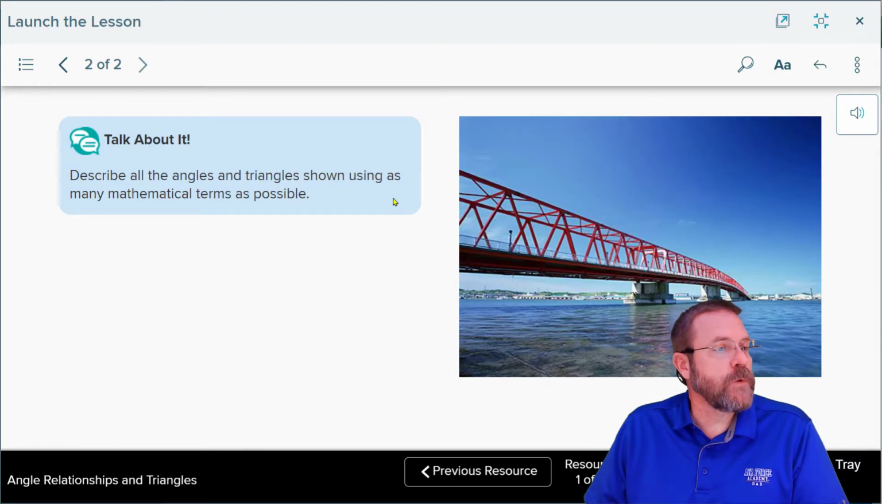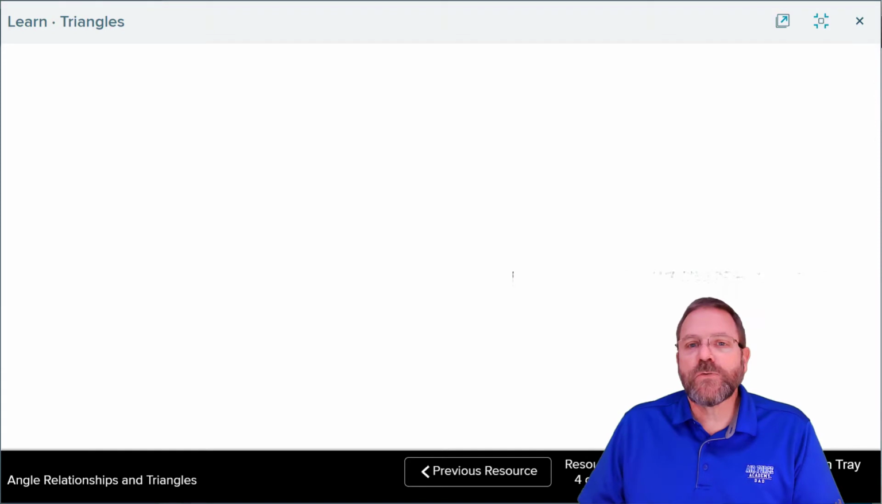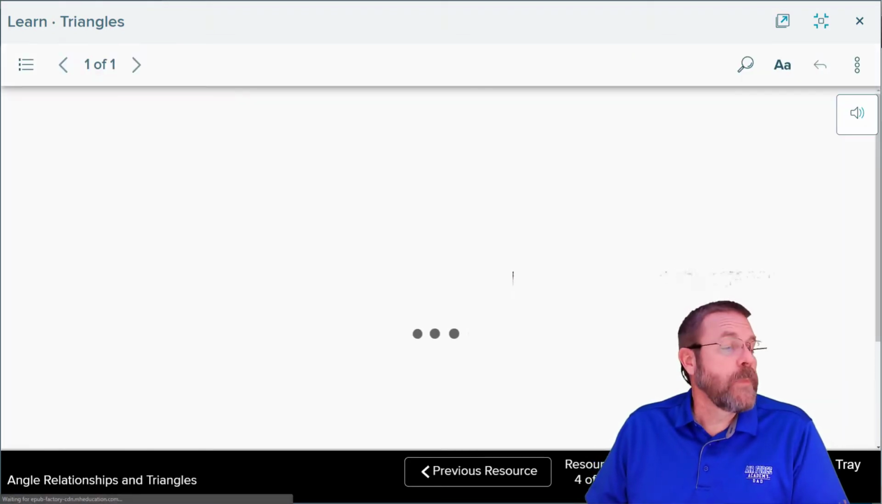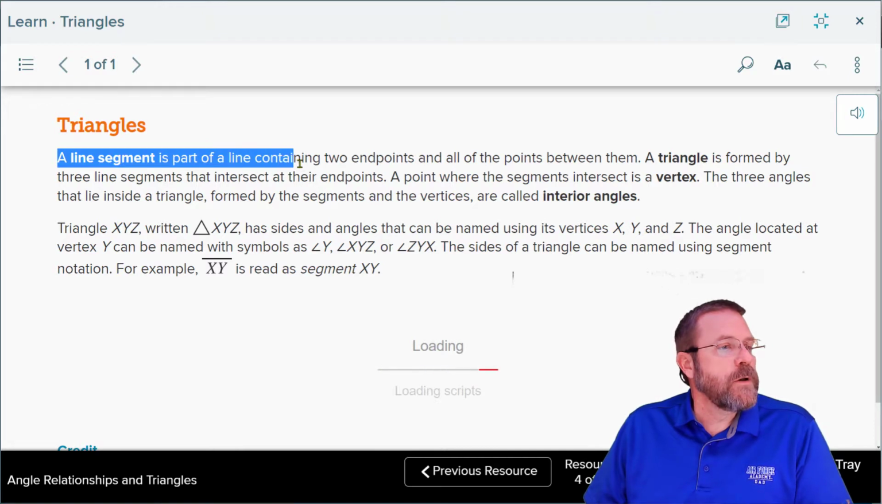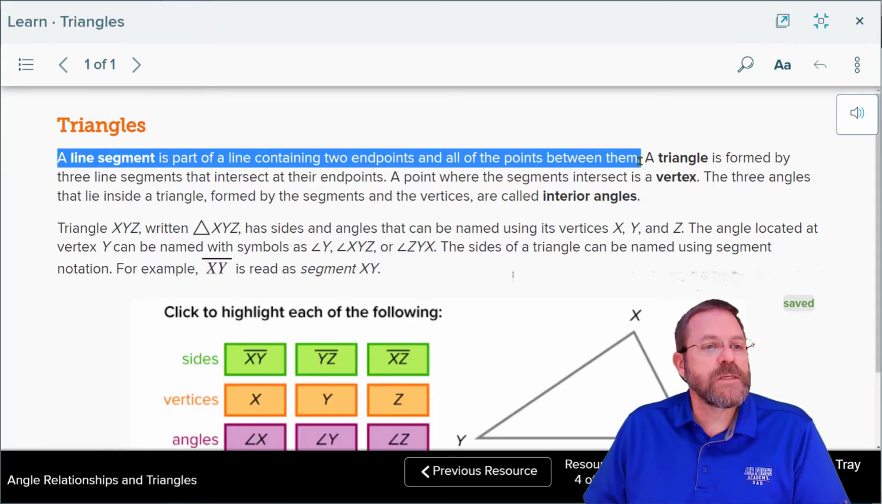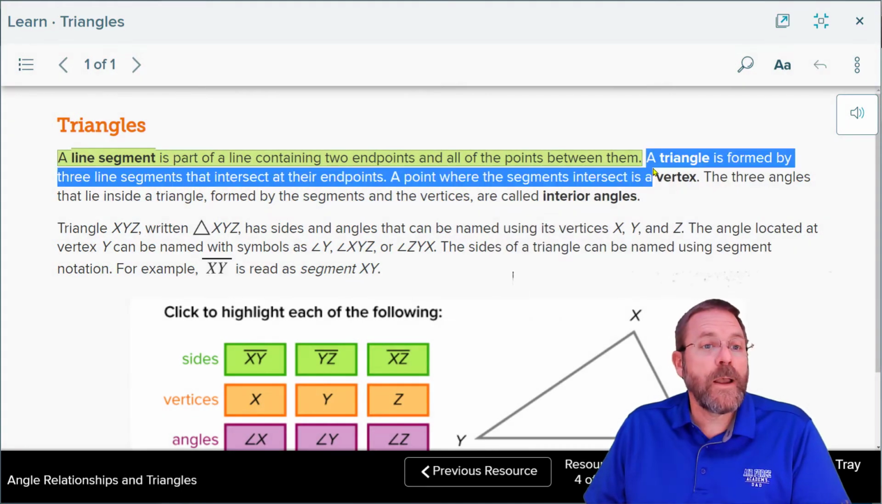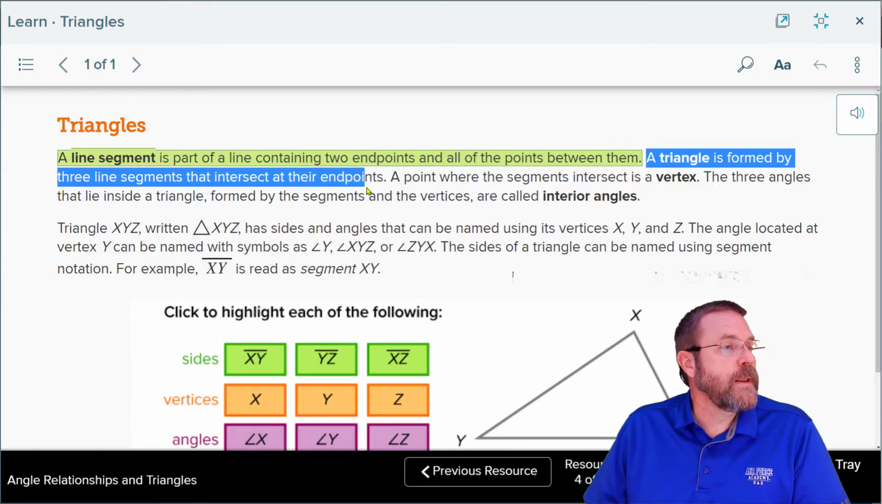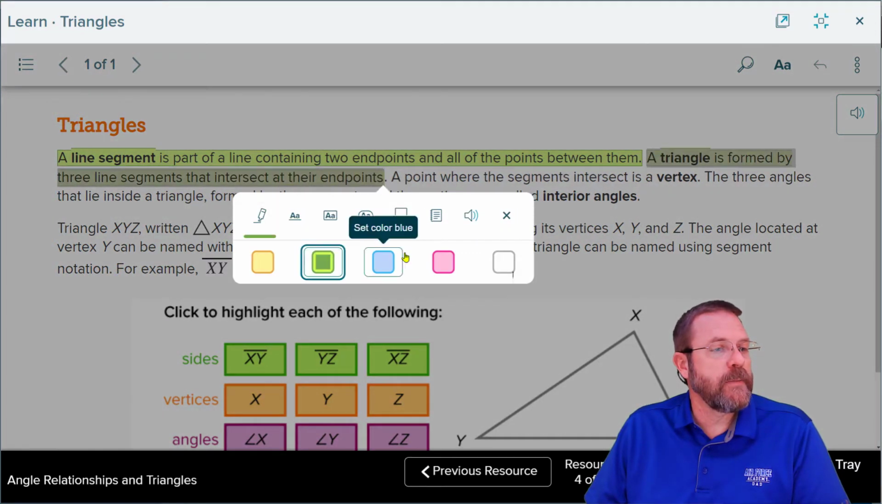Describe all the angles of the triangle shown? Nah, we're not going to do that. Instead, we're going to jump straight into the learn part of our lesson, which says, a line segment is part of a line containing two endpoints and all of the points in between them. So we have that defined. And then we have a triangle, which is formed by three line segments that intersect at their endpoints. We're going to define that one.